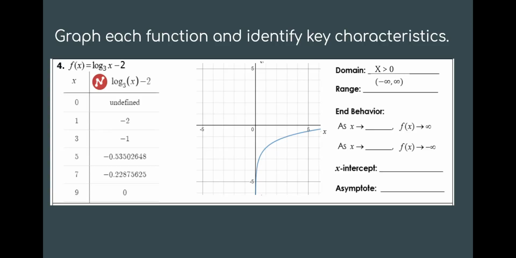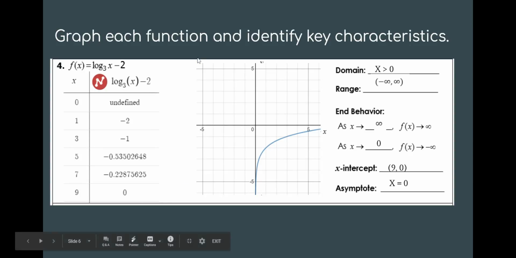The range is all real numbers because our function goes from negative infinity all the way to positive infinity. End behavior: as x goes to positive infinity, so does y. As x approaches 0, y is going to negative infinity. The x-intercept, pulling it from our table over here, is the point (9, 0), and the asymptote is x equals 0. Now let's think about this in terms of translations.